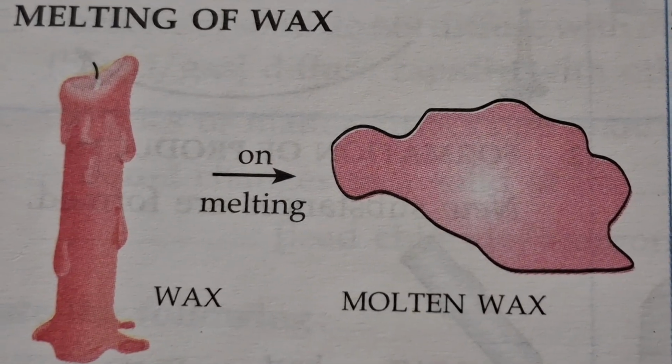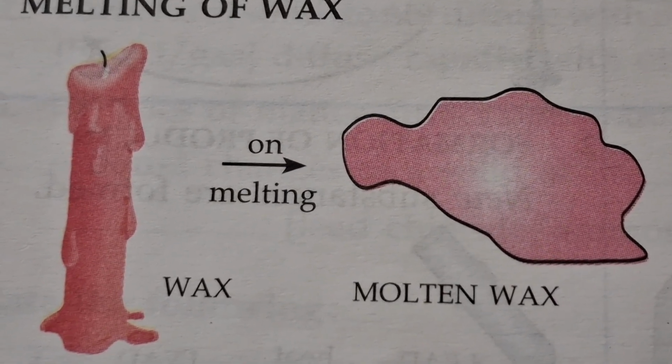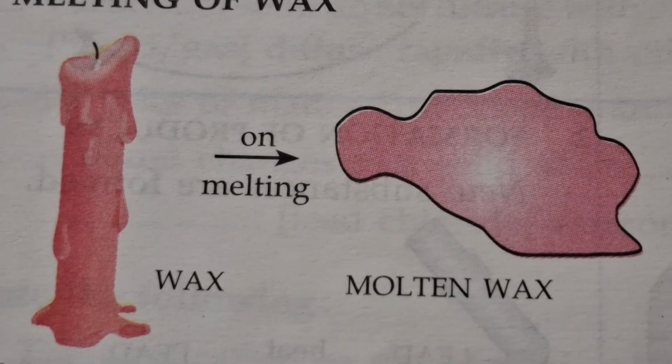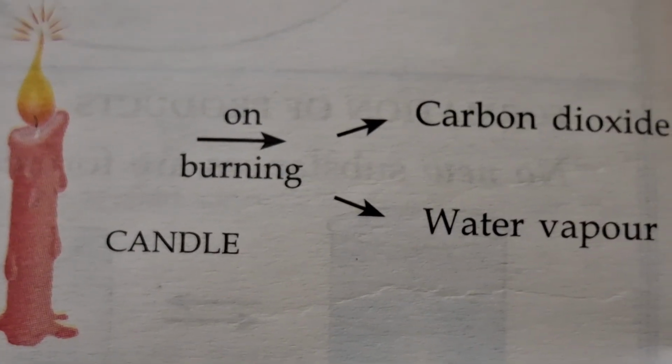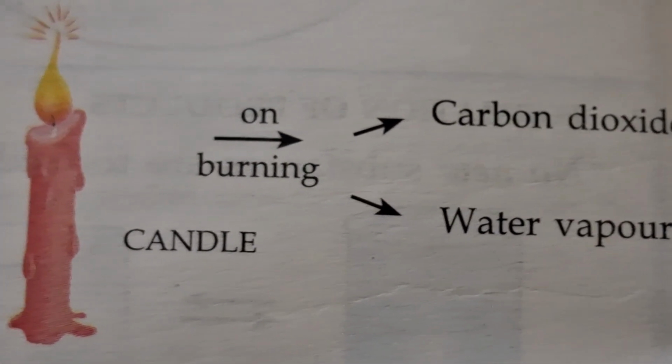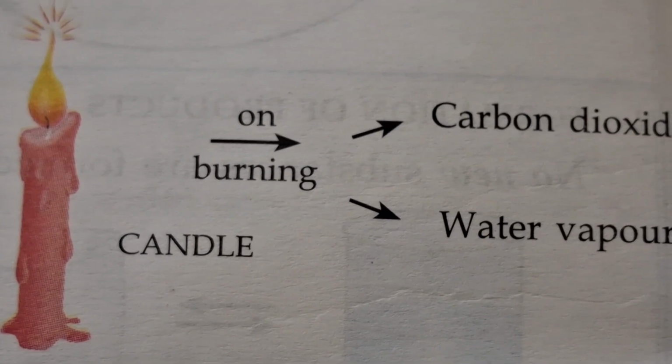Melting of wax is also a physical change. Just on cooling, you get back the wax. The same molten wax solidifies and the wax is obtained. Whereas on burning a candle, carbon dioxide and water vapor are given out. So this is a chemical change.